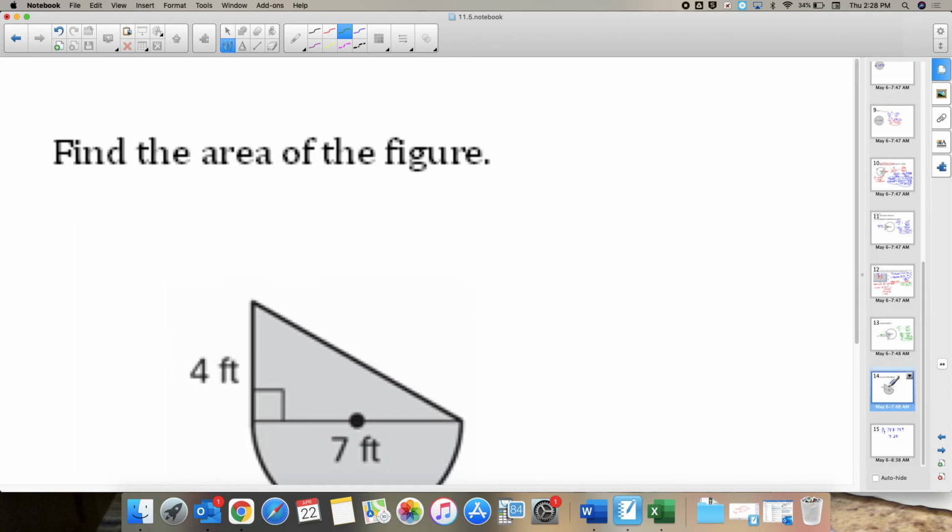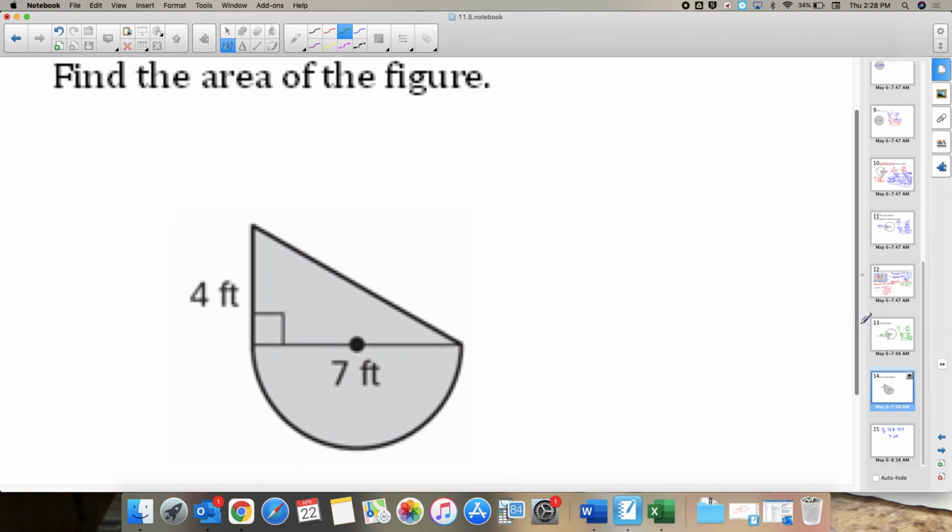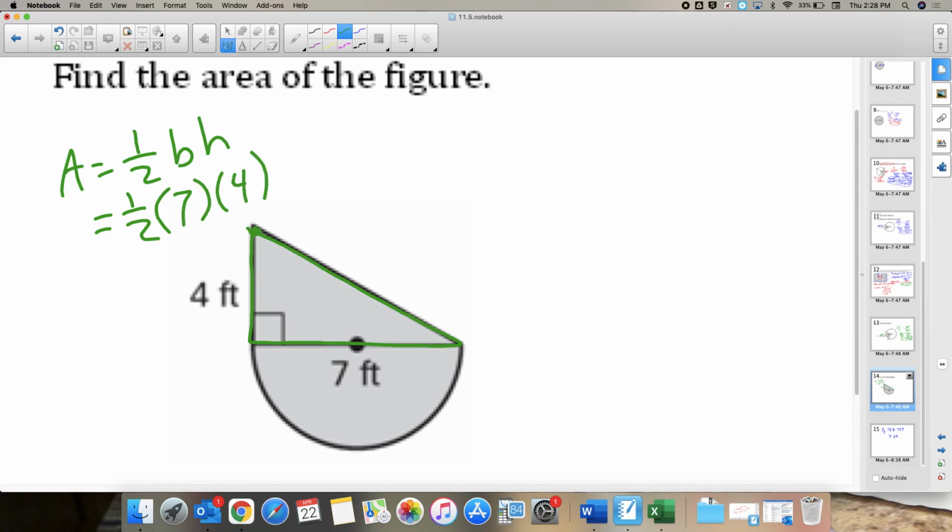All right, last one then. Find the area of a figure. So instead of subtracting figures out, we're going to be adding certain figures together. So we start with our triangle. Our triangle is 1/2 the base times the height. So we're looking at 1/2 of the base, which is 7, times the height, which is 4. So the area of our triangle gives me 14 feet squared.